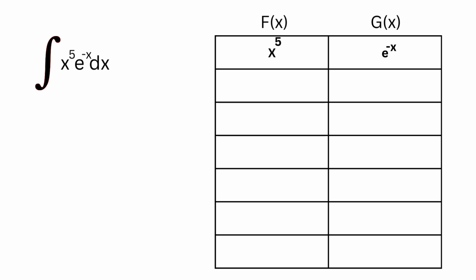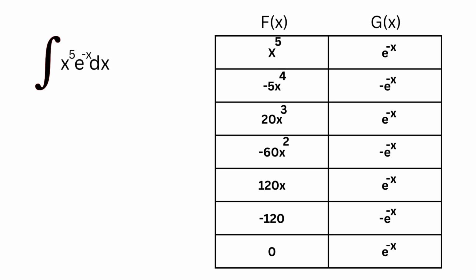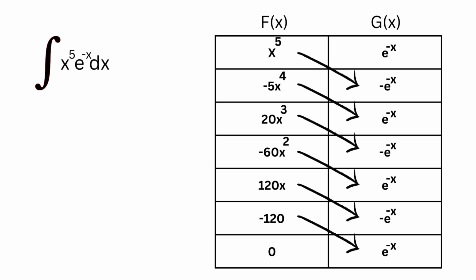So here f of x is x power 5 and g of x is e power minus x. So the derivative will be minus 5x power 4, 20x cubed, minus 60x squared, 120x, minus 120, and 0. And the integral will be as follows. Now we use the arrows.